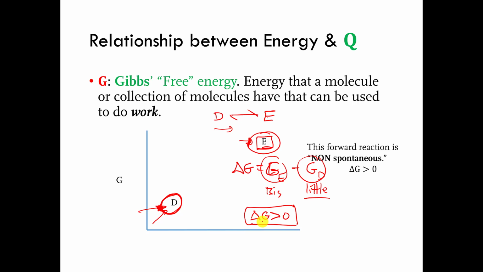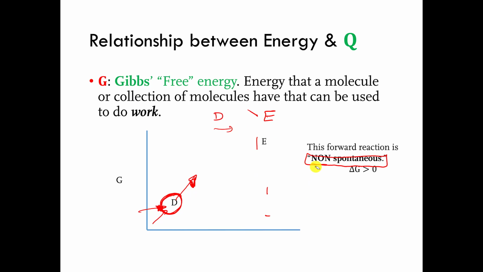And what you say when the delta G for your reaction is positive is the reaction is non-spontaneous. That basically means for this reaction to go forward, it's going to have to get some extra energy from somewhere. So I want you to know this as well. I want you to know what a non-spontaneous reaction is, what a spontaneous reaction is. You should know what the units for delta G are.